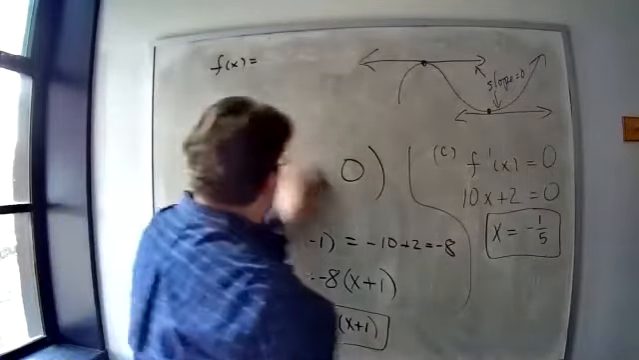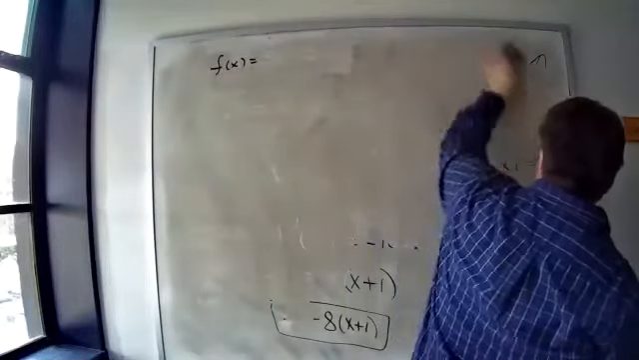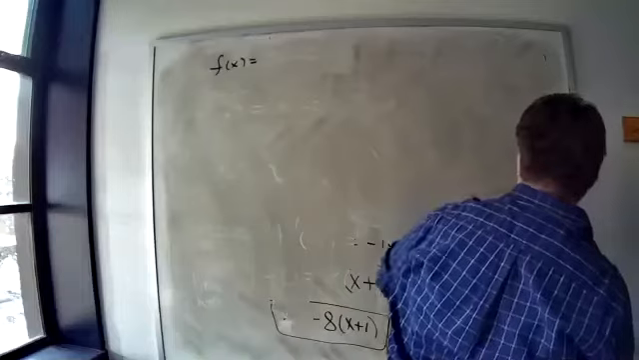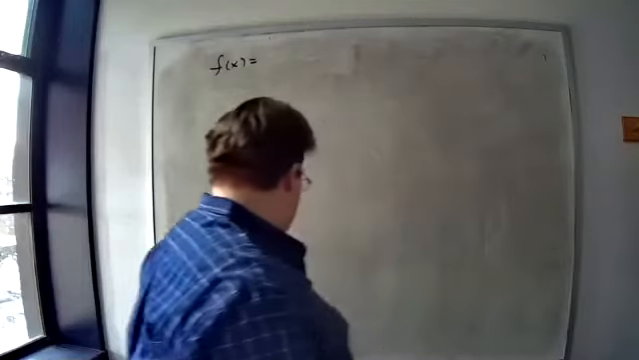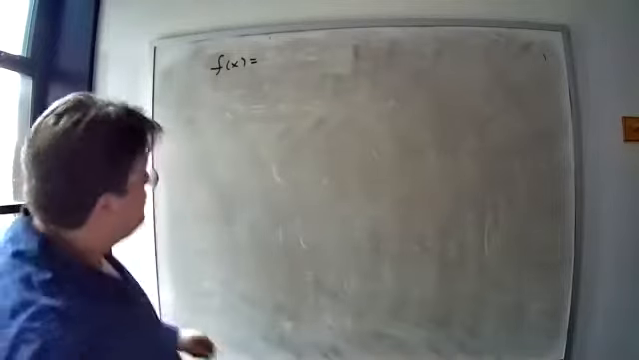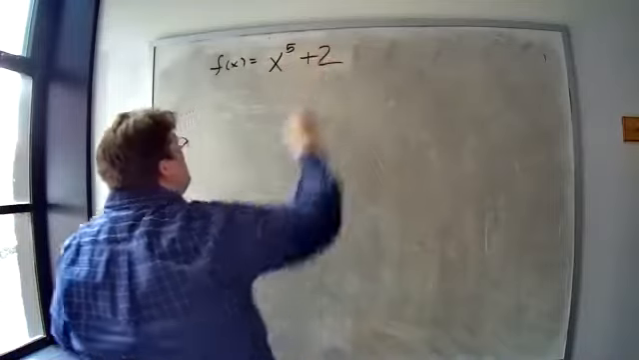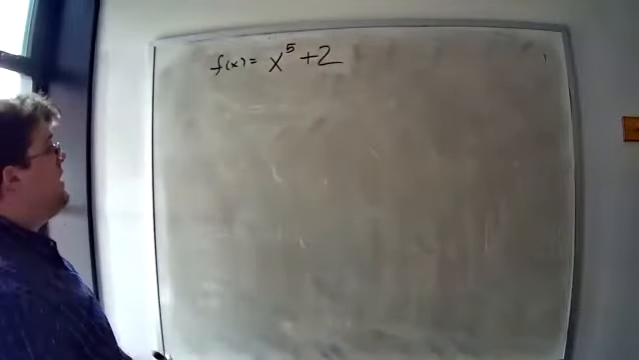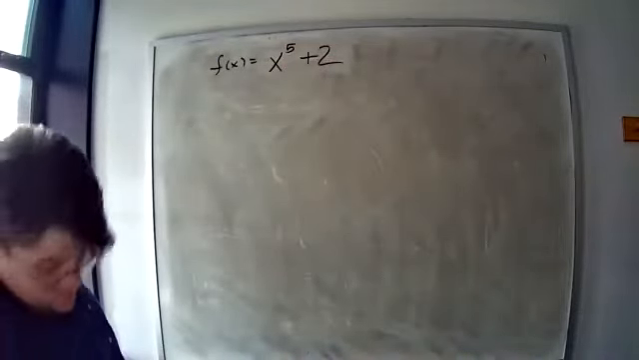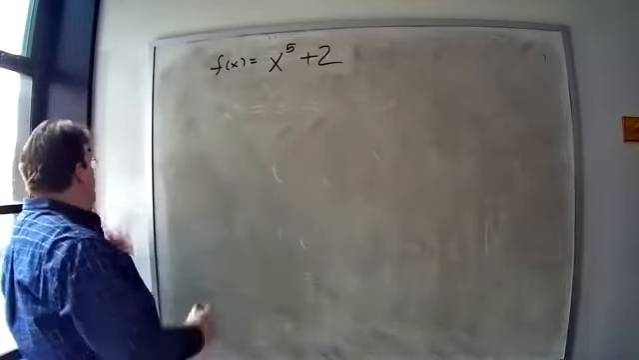Okay, number 4 says use the definition of the derivative to find the derivative of x to the 5th plus 2. Or was it minus 2? Plus 2. So use the definition of the derivative to find f prime of x here. The answer will turn out to be 5x to the 4th, which is noted.